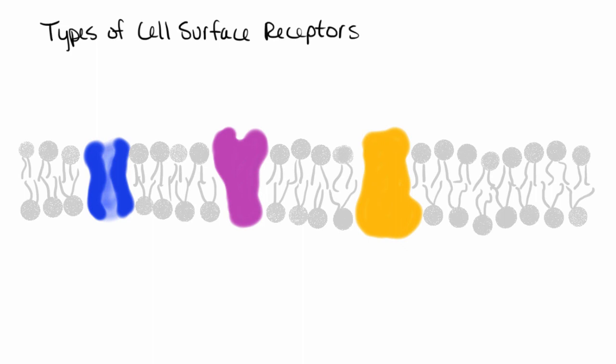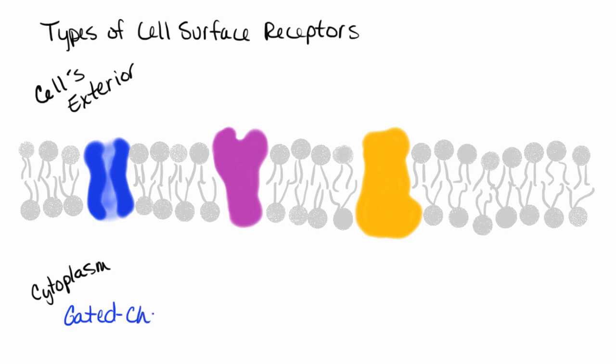The ligands are always going to be binding on the external side. So this is going to be the cell's exterior up here. And just to give us reference, on the bottom is going to be the cell cytoplasm. So as we have it shown here, there are three different types or three different classes of cell surface receptors. So I'm going to talk about the blue one here first. The blue one is going to be what we call a gated channel.